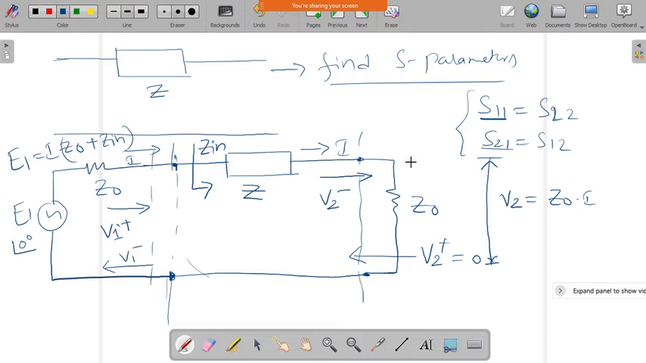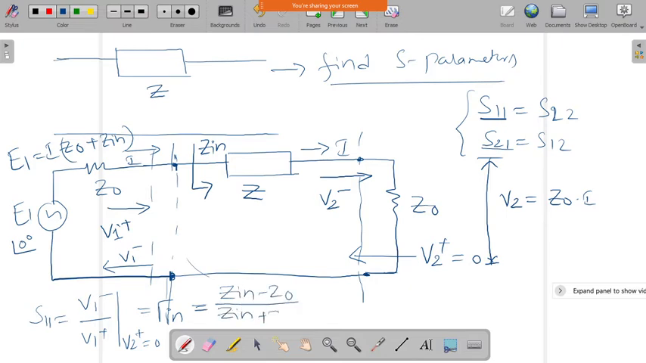So what is S11? We know the general equation: it is the reflection from port 1 divided by the incident voltage from port 1, where V2 plus is equal to 0. Since we have already matched the load, V2 plus is 0. You can also call this the input reflection coefficient, gamma in. In terms of impedance, that is Zin minus Z0 divided by Zin plus Z0.